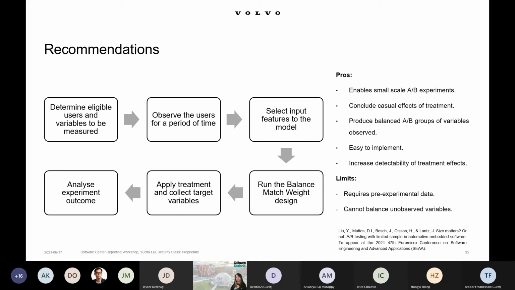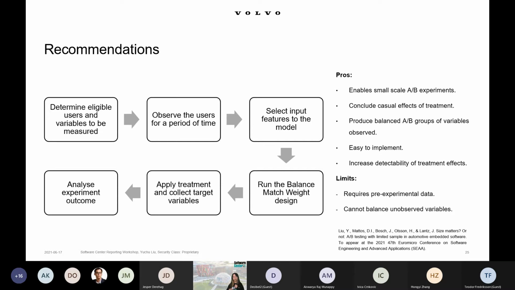The first step is obviously to determine which users are eligible and what variables you want to measure. You apply these variables and then you measure the users for a certain period of time, which you predetermine. Then you select the input features that are to be included in the BMW model. You run the model, then apply the treatment and collect the target variable. And in the end, you analyze the experiment. So it's a fairly straightforward process.